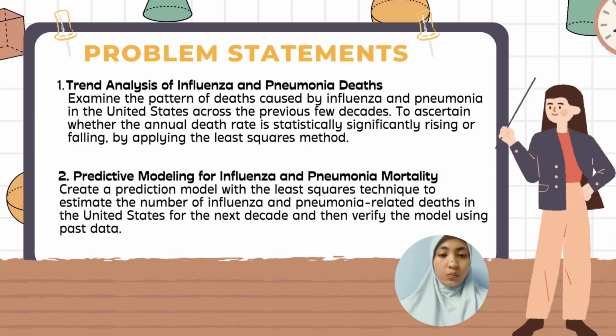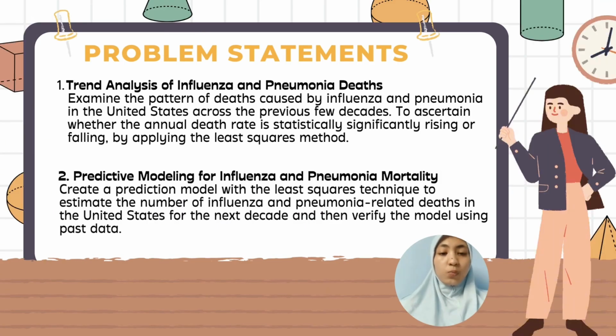The second topic is problem statement. These are a few problem statements that we can gain related to analyzing the situation between the year and the total number of deaths caused by influenza and pneumonia in the US by using the least square method. The first one is trend analysis of influenza and pneumonia death. To examine the pattern of death caused by influenza and pneumonia in the US across the previous few decades, aiming to ascertain whether the annual death rate is statistically significantly rising or falling by applying the least square method.